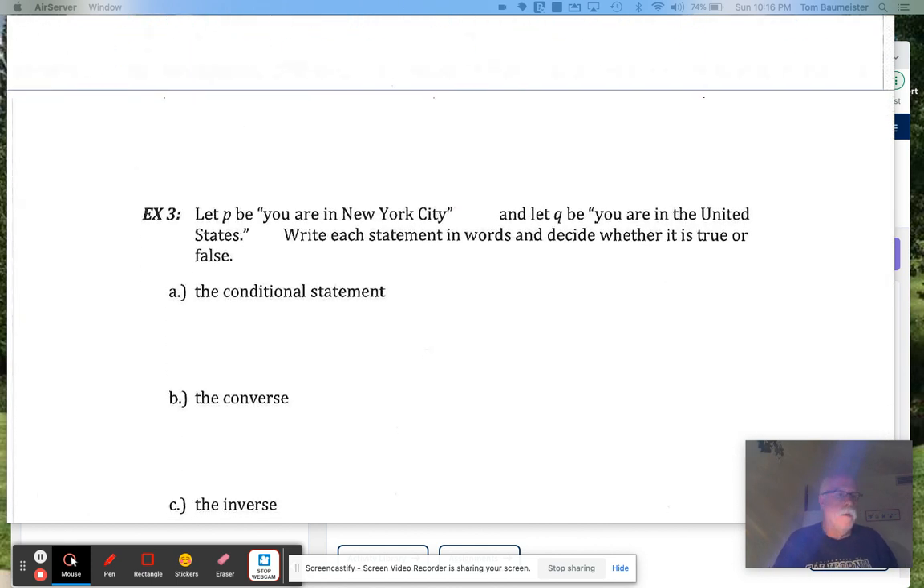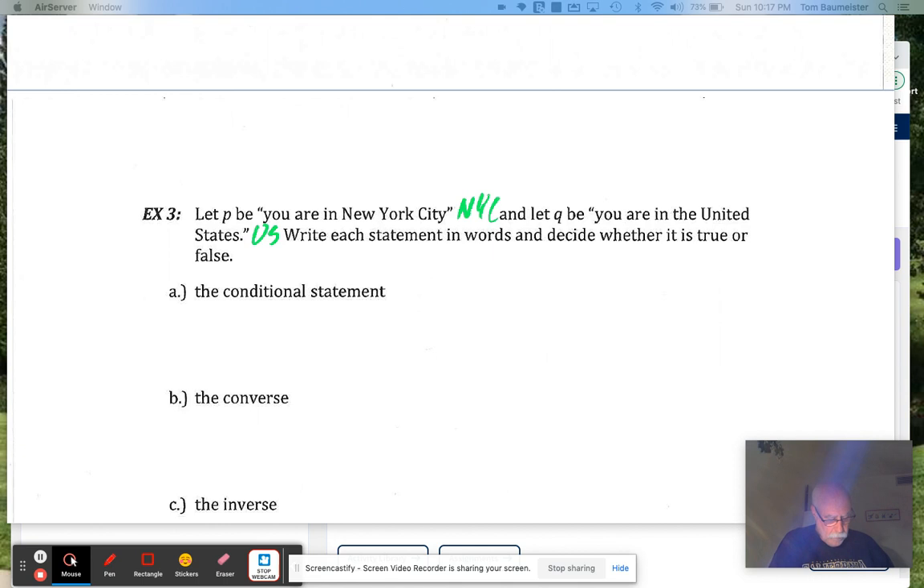All right, so example 3. And again, it says, let P be you are in New York City. We're just going to go ahead and say NYC here because it'll be easier for us to write. And let Q be you are in the United States. So let's just say US. Write each statement in words and decide whether it is true or false.